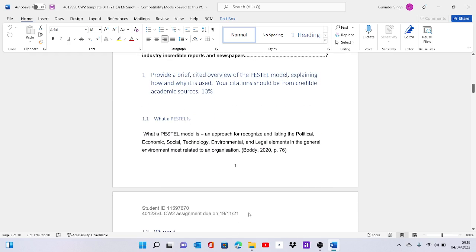In this assignment, I will explain what PASTEL is. PASTEL is an approach for recognizing and listing the political, economic, social, technological, environmental, and legal elements in the general environment most related to the organization.